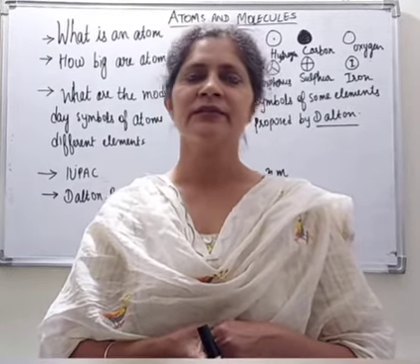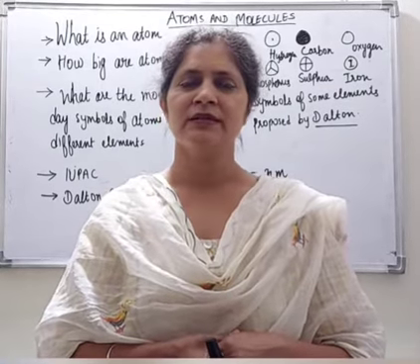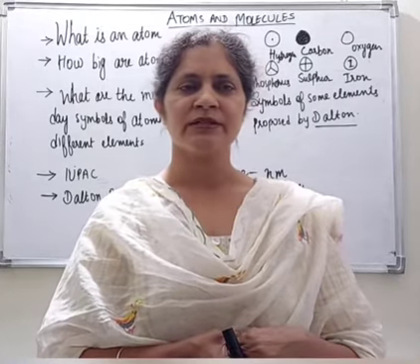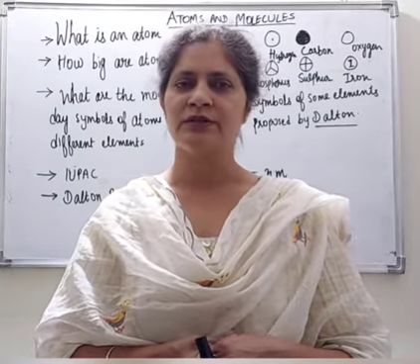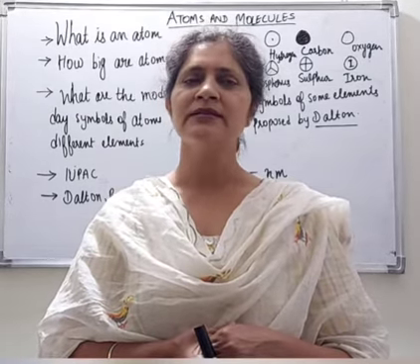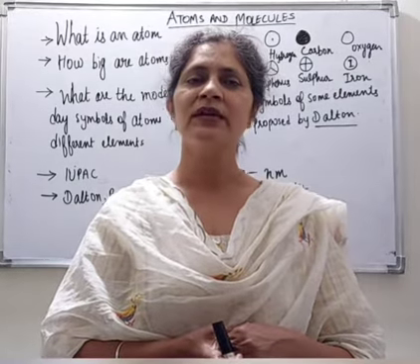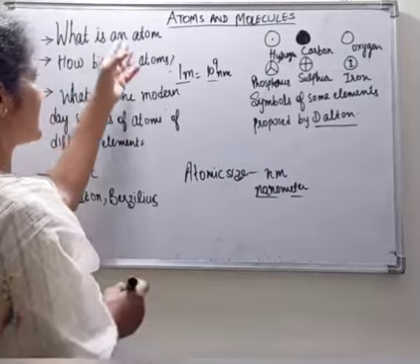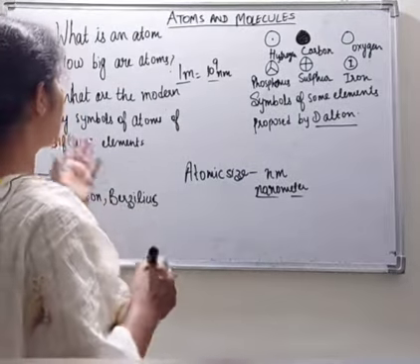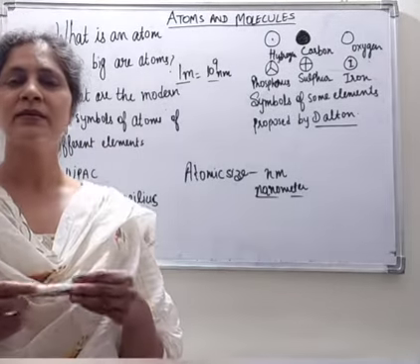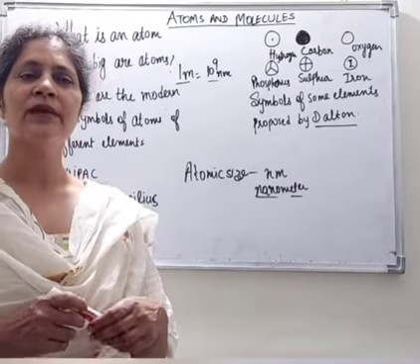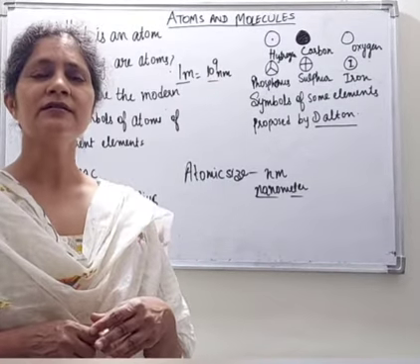Students, we were going through the chapter Atoms and Molecules. In the previous lecture, we discussed the laws of chemical combination, that were the law of conservation of mass and the law of constant proportions. Then we discussed Dalton's atomic theory. Now students, today we will see what an atom is, how big the atom is, and what the modern day symbols of atoms of different elements are. So students, we are going to discuss the atoms and their size.